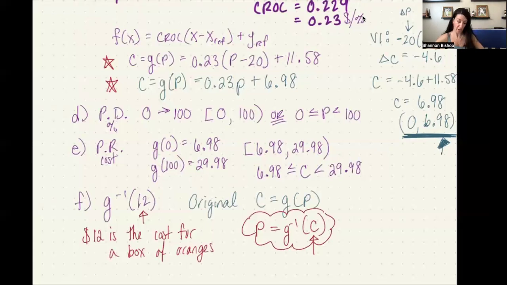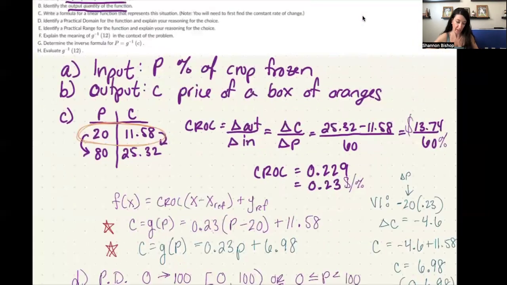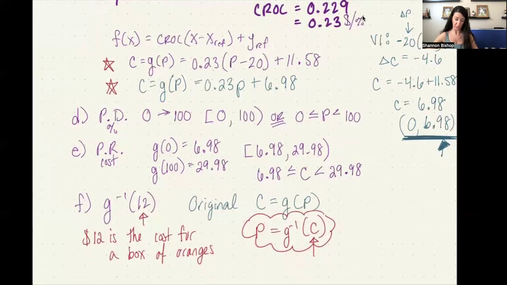And that's it. We didn't have to evaluate. It doesn't say evaluate. It doesn't say solve. It just says explain the meaning. We'll evaluate it later in part H. But for now, it just says explain. So we did. 12 would be the cost of a box of oranges.